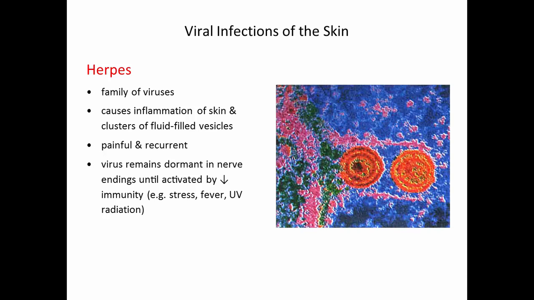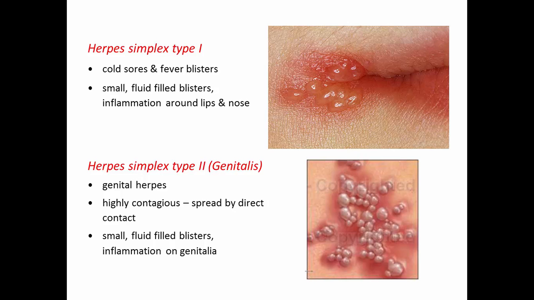And that could be triggered by all kinds of things, including UV rays, stress, fever, trauma, those types of things. And so that's why we say that it's recurrent. The most common type of herpes viral infection of the skin is herpes simplex type 1. That's the virus that causes cold sores.